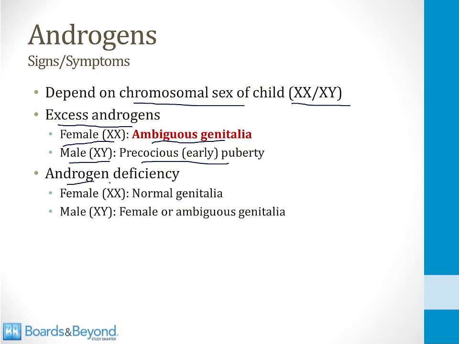If there is androgen deficiency present and the baby is female with 2X chromosomes, she will have normal appearing external genitalia. If it is a male child and there is a severe androgen deficiency, that male child can appear female at birth. If there is some androgen production but just lower than normal, that can lead to ambiguous genitalia.